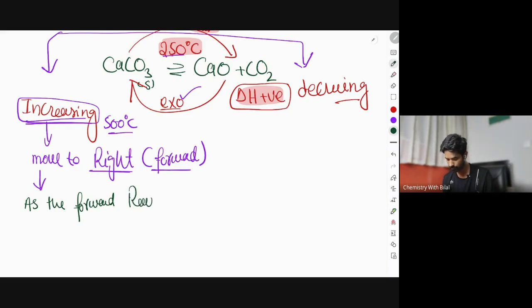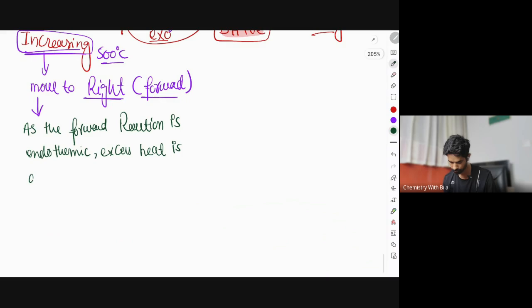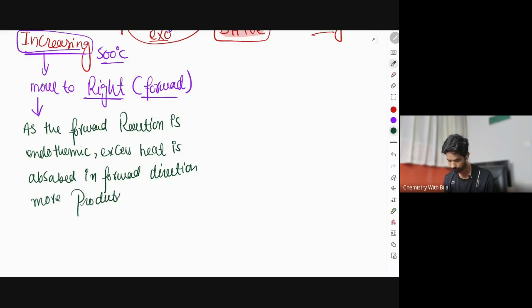As the forward reaction is endothermic, excess heat is absorbed in the forward direction. So if there is more forward reaction, you will get more products. More products are made. अब तो इक्विलिब्रियम डिस्टर्ब हो गया ना, तो अब रिएक्टेंट वापस जाना तो बंद हो जाएगा until कि वो एक्सेस हीट खत्म होगी, फिर से वो फॉरवर्ड बैकवर्ड होंगे until they again achieve the equilibrium.